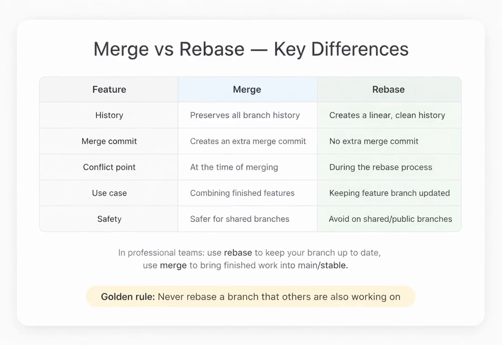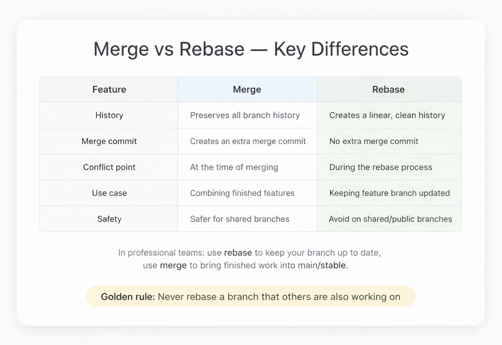So when do you use merge versus rebase? Here's a practical way to think about it. Merge is great when you're combining a finished feature into the main branch. It preserves the full history of what happened, every commit, every branch point. Rebase is better when you want to keep your feature branch up to date with the latest changes from stable while you're still working. It gives you a cleaner, linear history without extra merge commits cluttering things up.